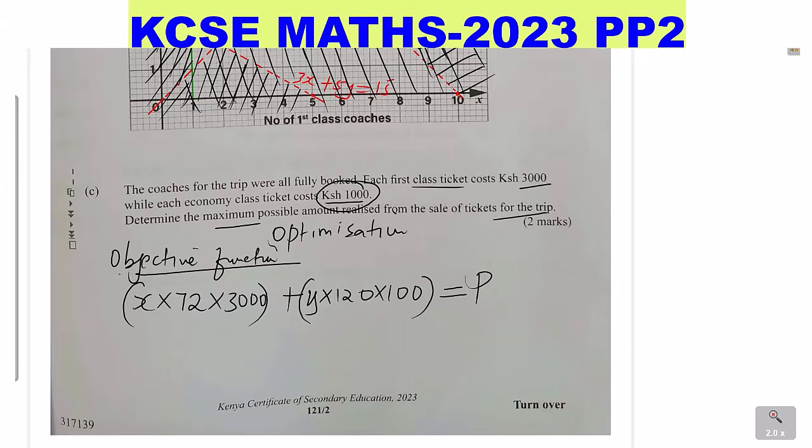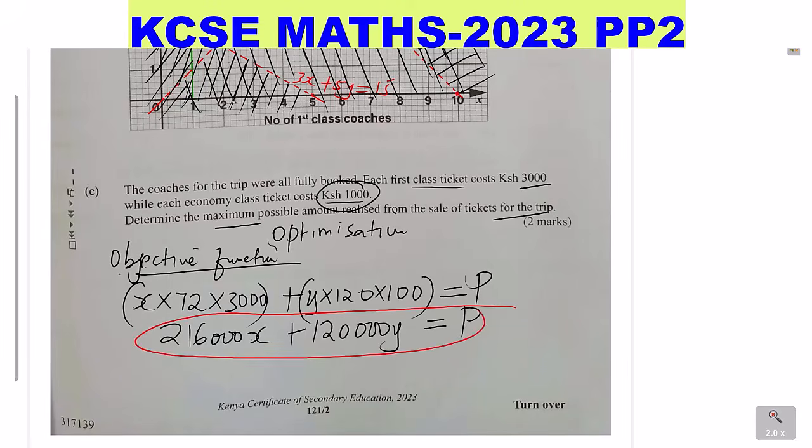When you multiply these out, x times 72 times 3,000 will give 216,000x, plus this will give 120,000y. This is equal to P, which represents the amount realized for the sale of all the tickets. So after doing that, now we have the objective function. This is what you're going to use to get the maximum possible or the minimum possible amount.